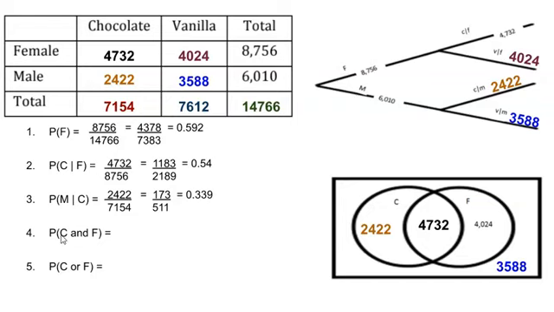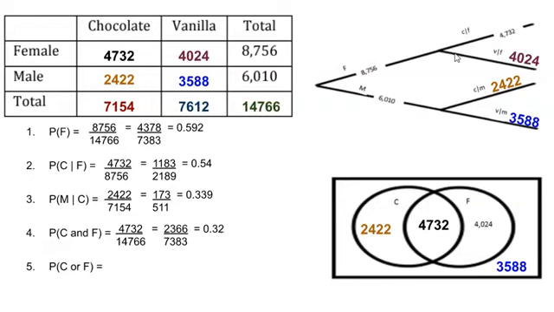For number 4, we have a probability of C and F, so chocolate and female. So out of everybody that took the survey, what's the probability of randomly selecting one of those people and having them have chosen chocolate and are female? So there are 4,732 people who are female and chose chocolate out of the total to get 0.32.